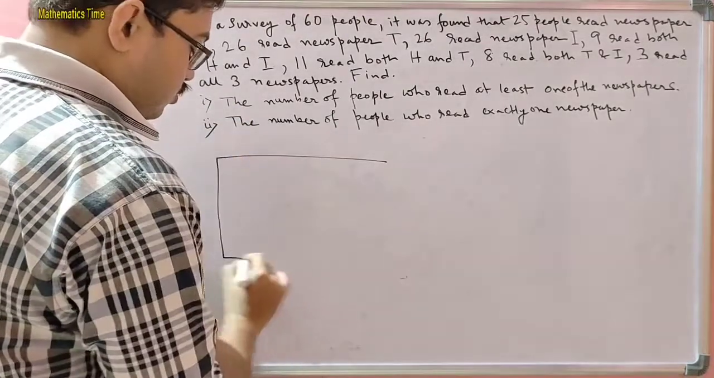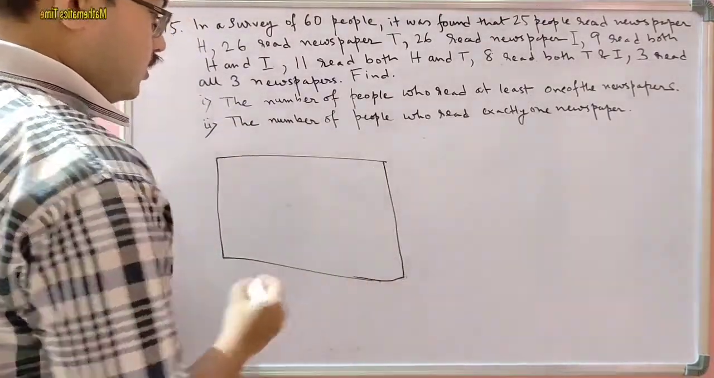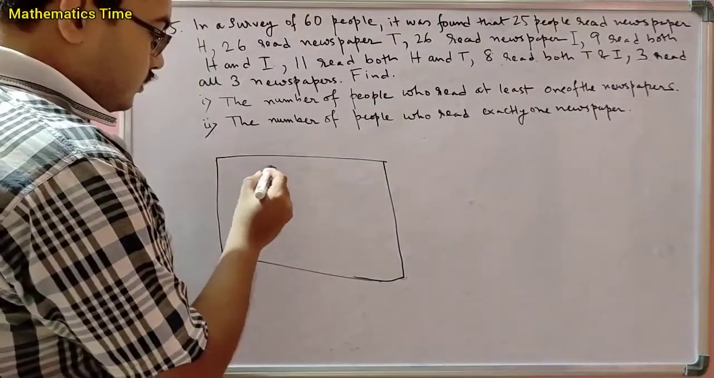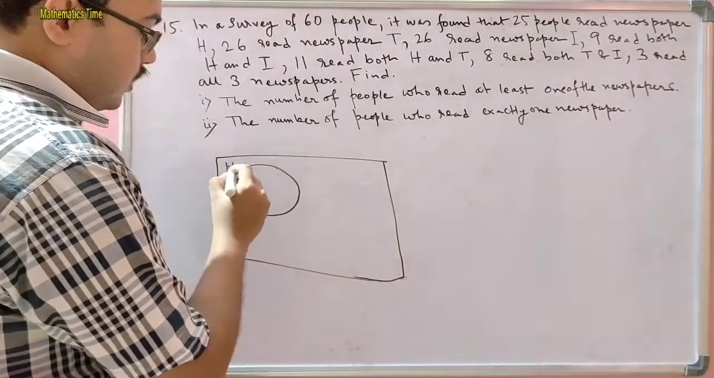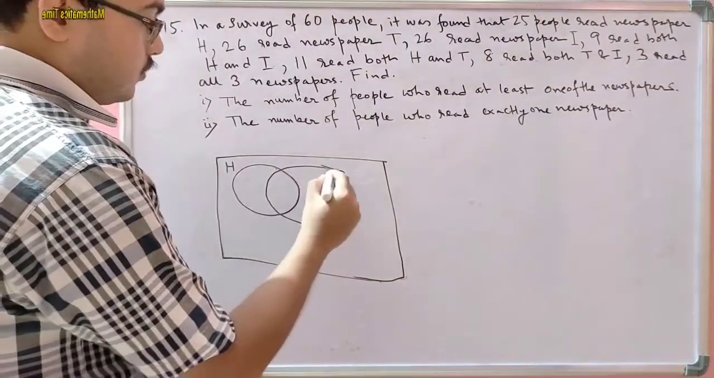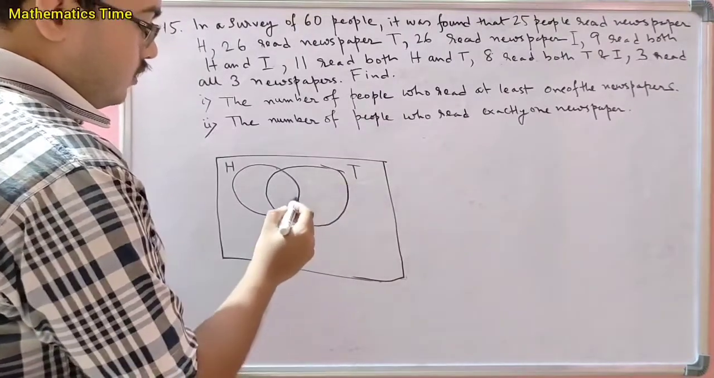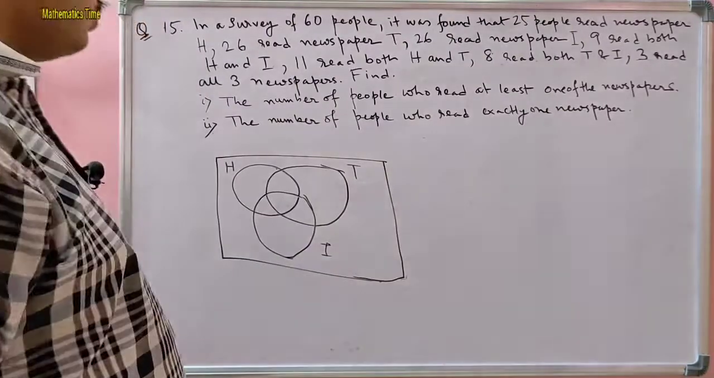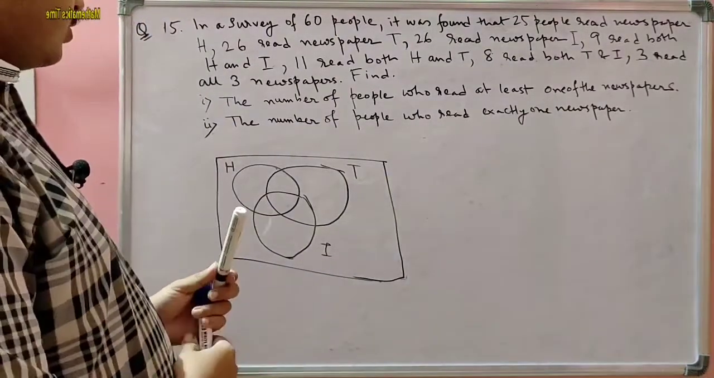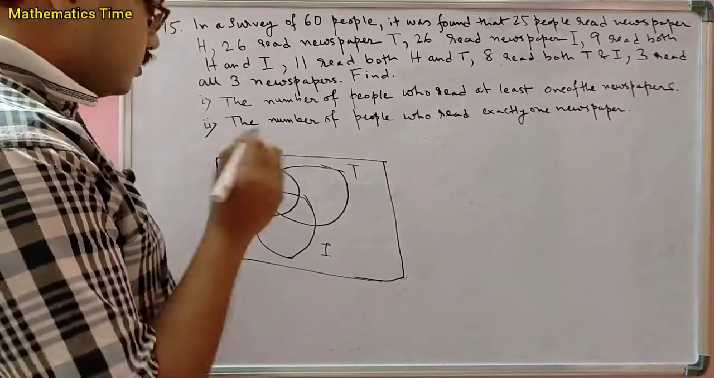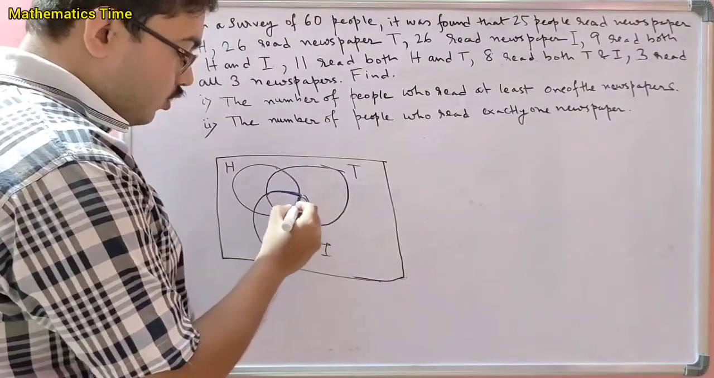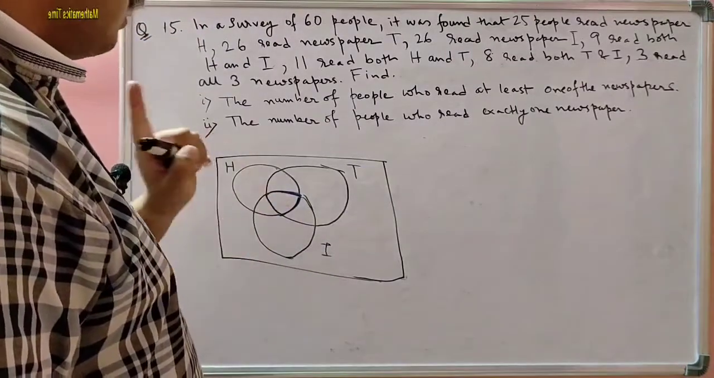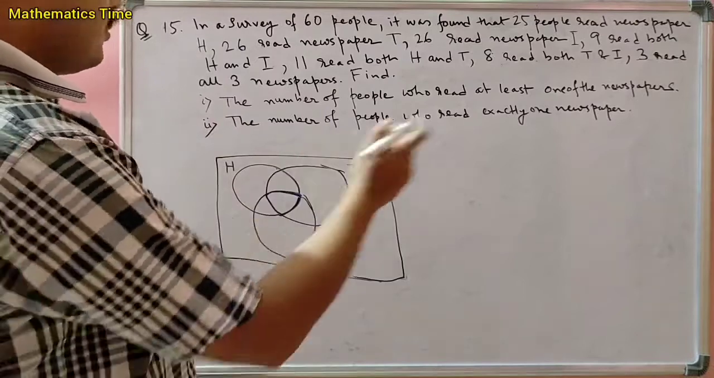Okay, so we will solve this using a Venn diagram. First using the Venn diagram, then we will use formulas to solve this. First using the easy method, the Venn diagram. So this is newspaper H, this is newspaper T, and this is newspaper I. So what is the common portion? The common portion means the people who read all 3 newspapers. This is the portion of the people who read all 3 newspapers. What is the number?